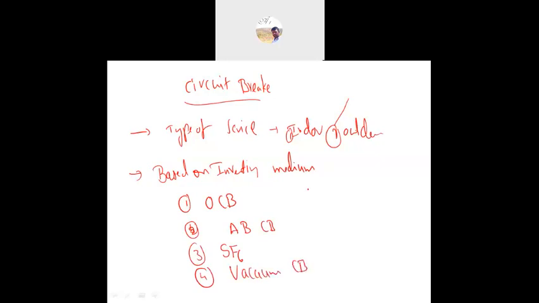So based upon the interrupting medium, if you are using oil, that is an oil circuit breaker. If they are using air, that is the air blast circuit breaker. If they are using gas, that is SF6 gas, sulfur hexafluoride, that is the SF6 circuit breaker. If you are using vacuum as the medium, that is a vacuum circuit breaker.